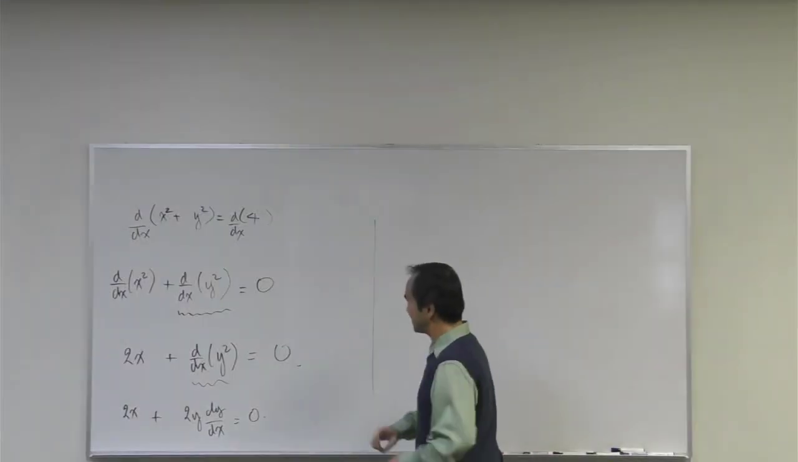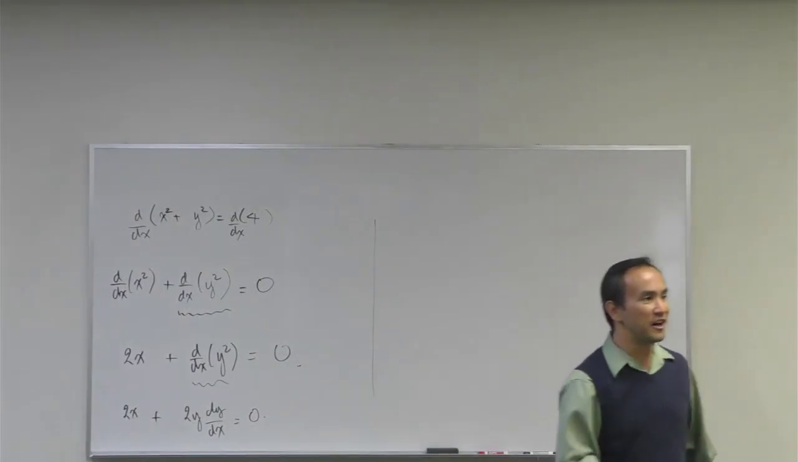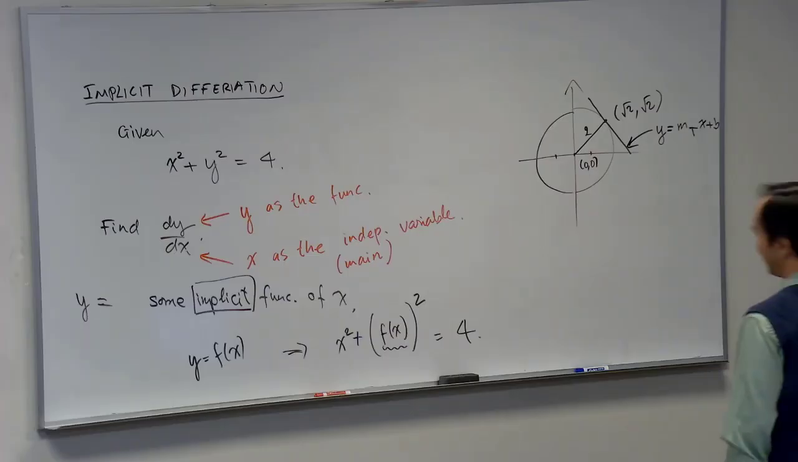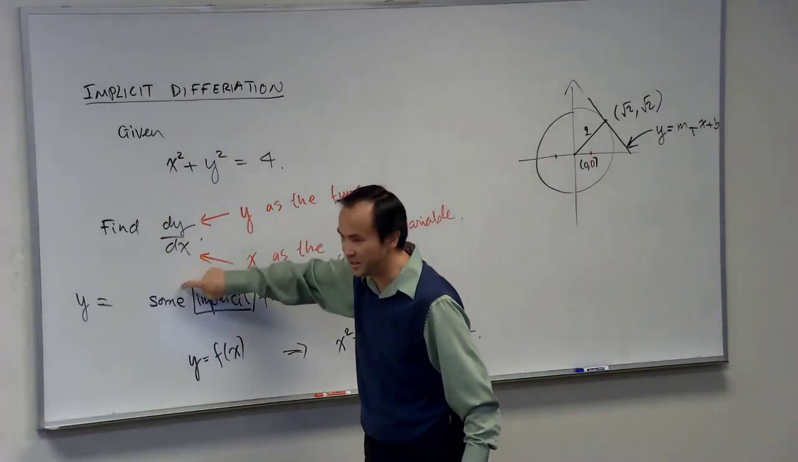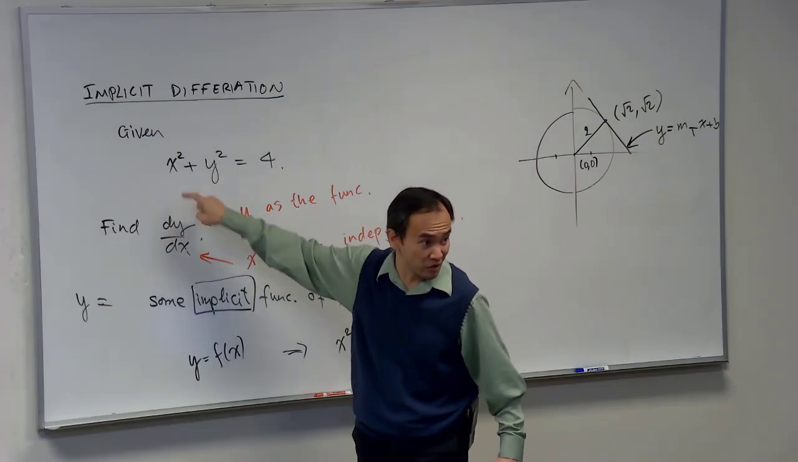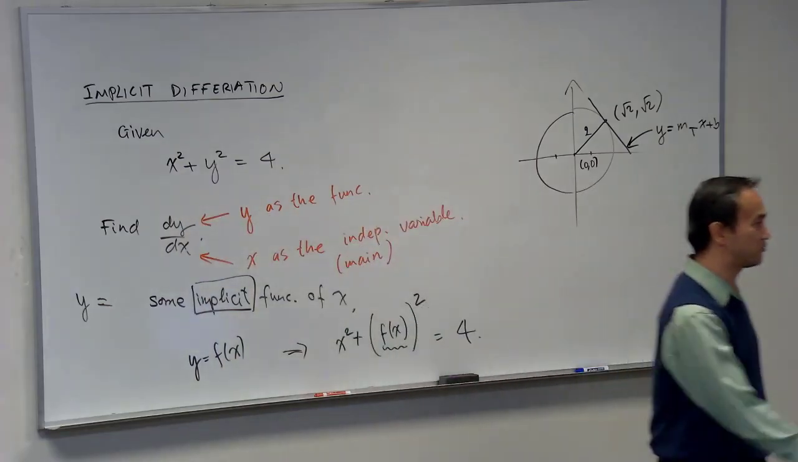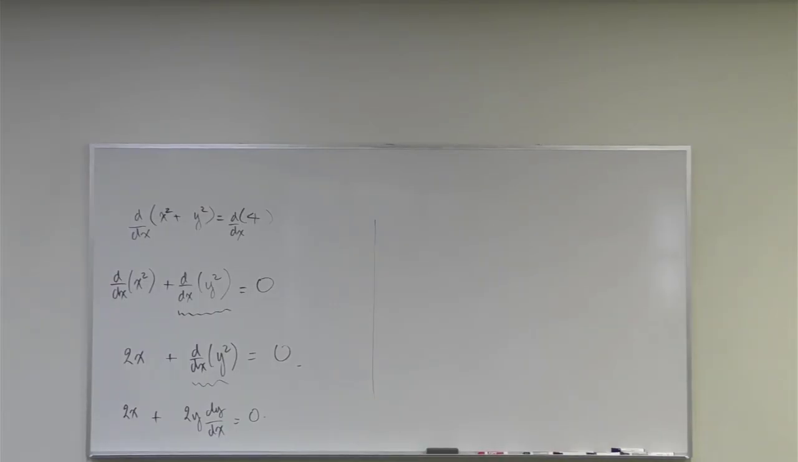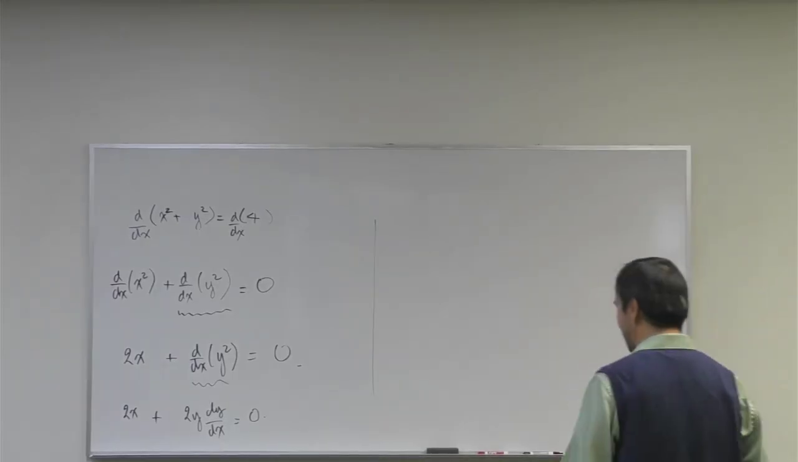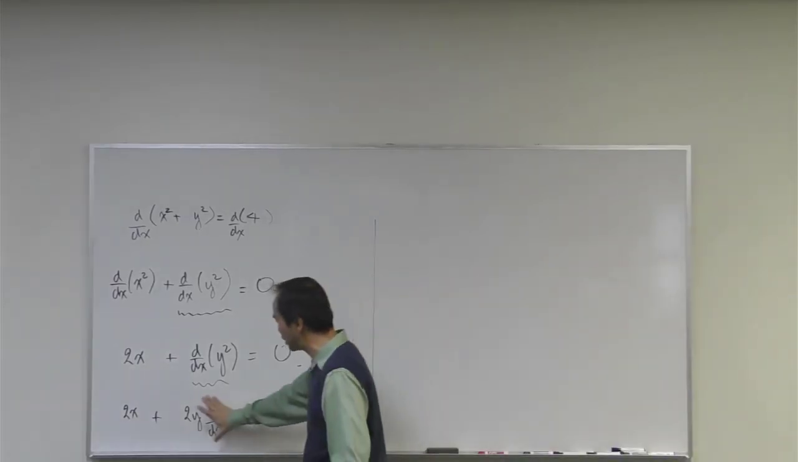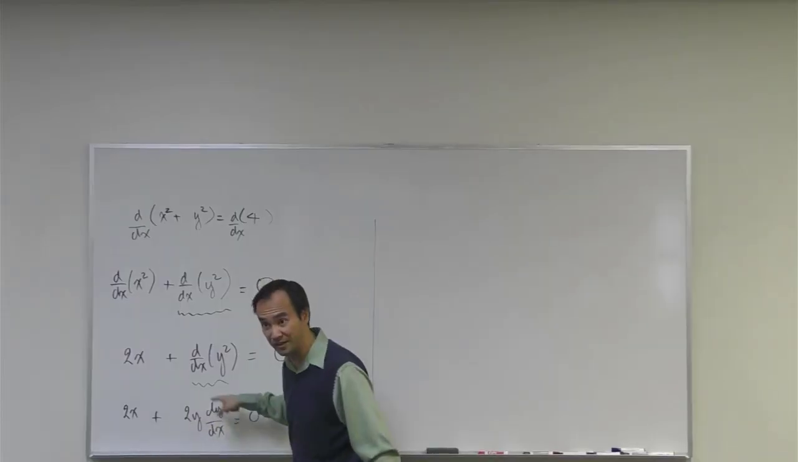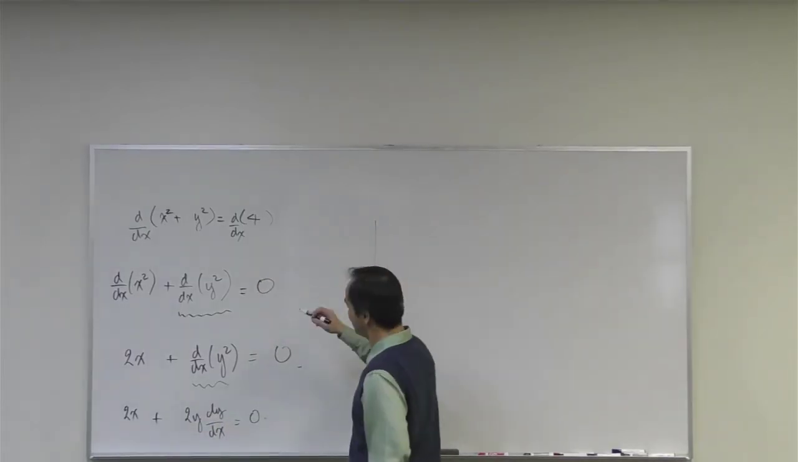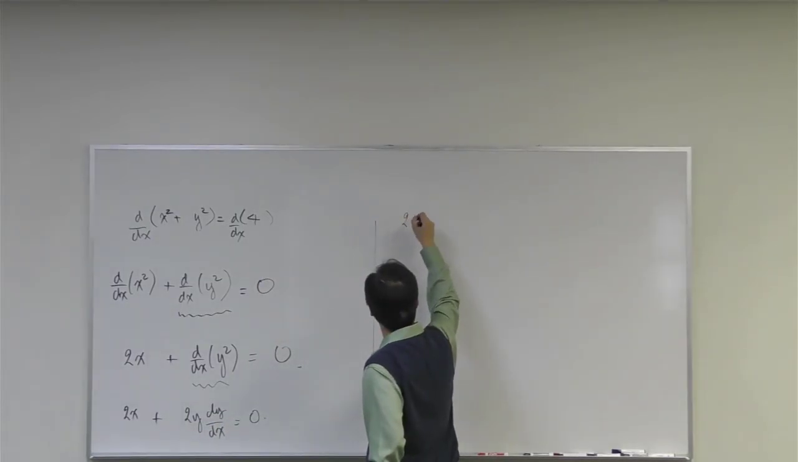So right from that, keep in mind our goal is to find dy dx. See, our goal right here is to find dy dx. We're getting closer. Right now, what we ended up with was 2x plus 2y times dy dx equals 0. So what we have here is an equation that involves the derivative, right? So right from that equation, allow me to rewrite it here.